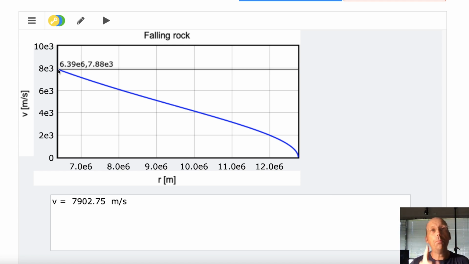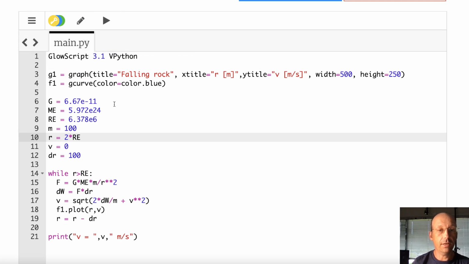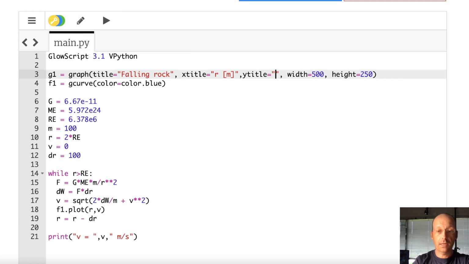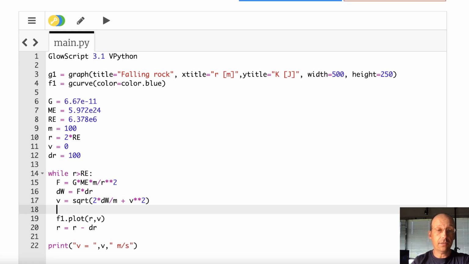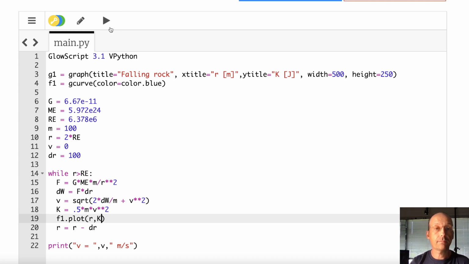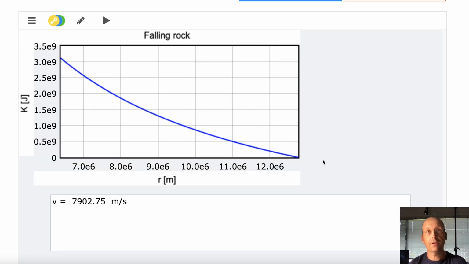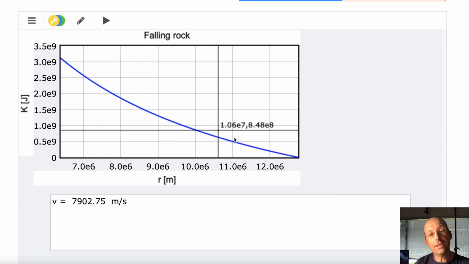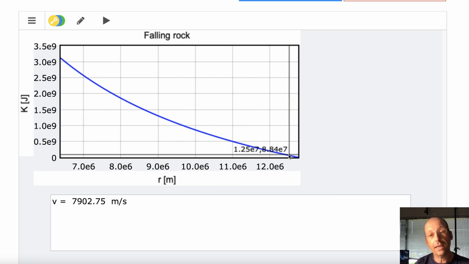Let's make another graph. I want to plot the kinetic energy as a function of the height. Let's try that. So let's change this not to the velocity, but K in joules. And so down here I can calculate that. K equals 0.5 times m times v squared, and then I'm just going to plot that K. Check that out.